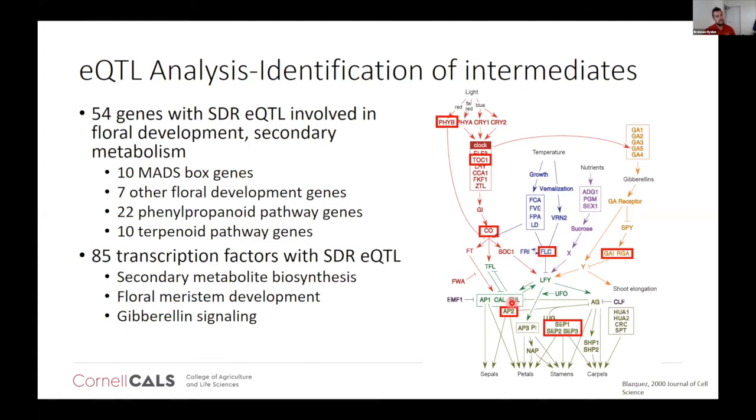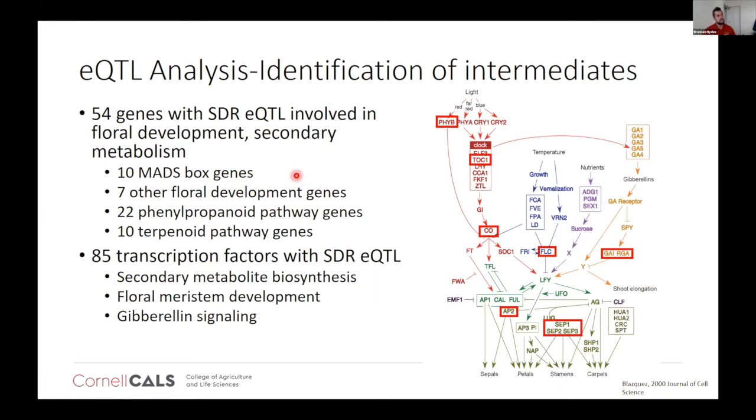And eQTL analysis, or expression QTL, basically associates the expression levels of genes with genomic polymorphisms. So we found several thousand genes that were associated with the SDR, but then we narrowed them down to genes that had relevant functional annotations. We identified 54 genes that had associations with the SDR but were located in other parts of the genome, that were involved in either floral development or secondary metabolism.